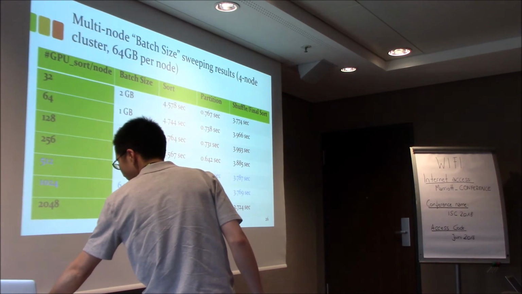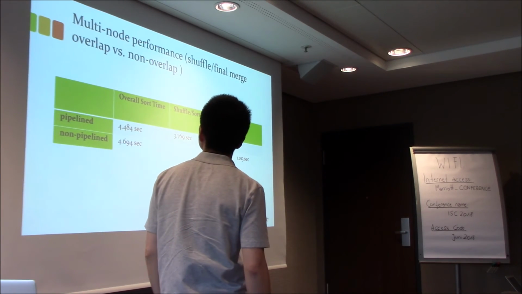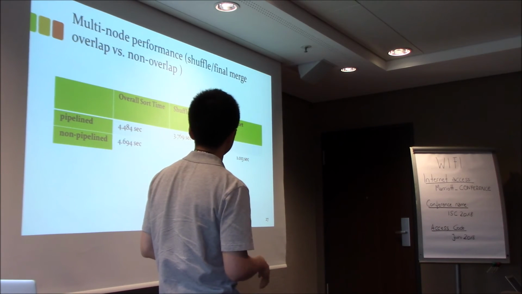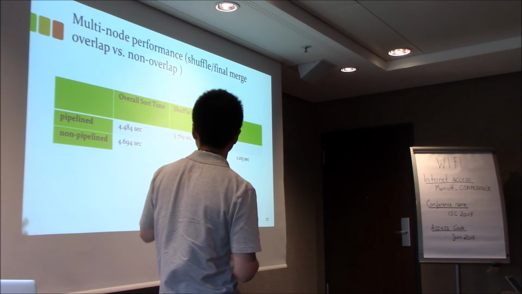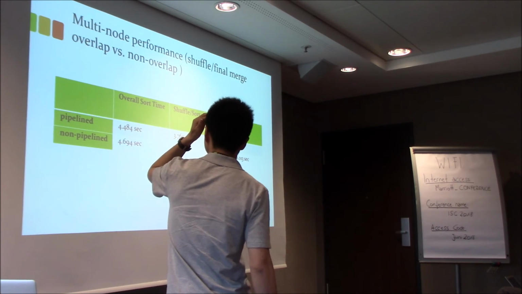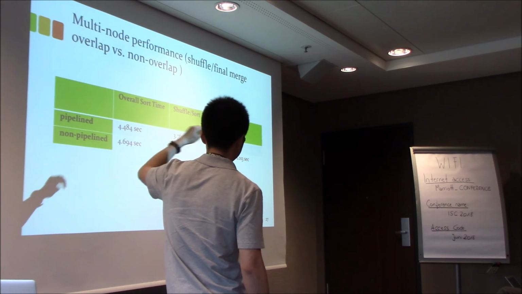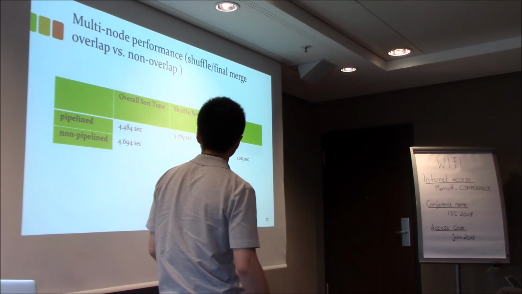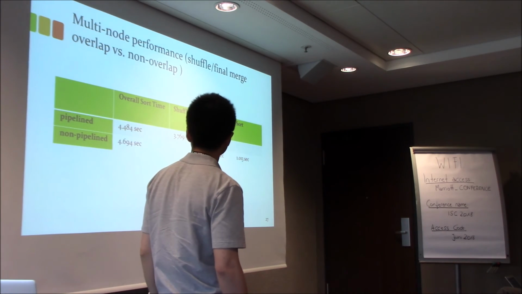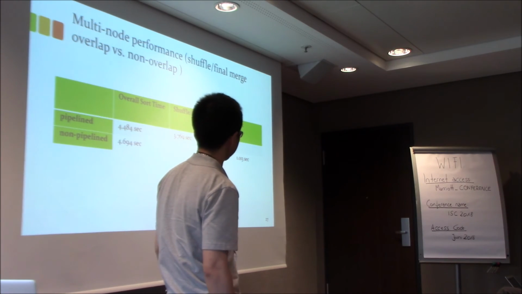So we picked the best configuration and did 10 repeated iterations. The average for the sort is 4.4 seconds. So this translates to a little less than 16 gigabytes per second.